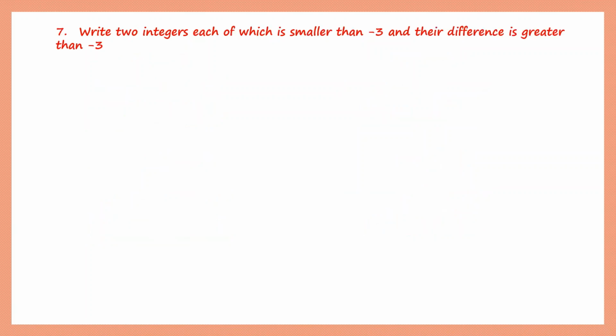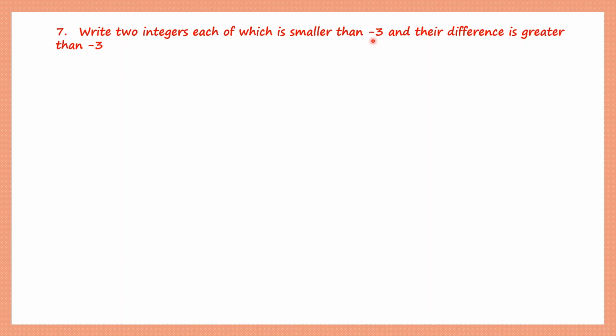Question 7. Write two integers, each of which is smaller than minus 3. So think of two integers smaller than minus 3. And their difference, that is when you subtract them, that should be greater than minus 3. Okay, so now two integers smaller than minus 3.